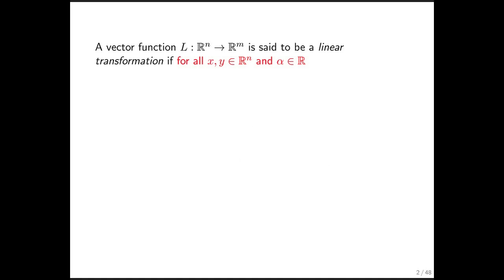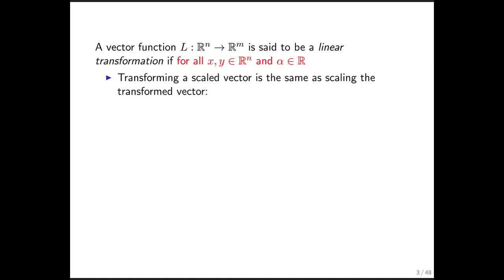We start with vector functions, and we're going to use the letter L here because we're going to talk about linear transformations. A vector function L is said to be a linear transformation if for all vectors x and y, and for all scalars alpha, transforming a scaled vector is the same as scaling a transformed vector. Mathematically, you can scale the vector x first by doing alpha times x and then transform it, or you can transform the vector x first and then scale it.